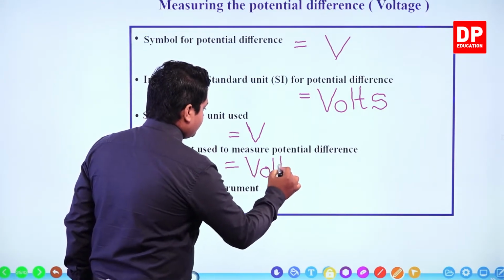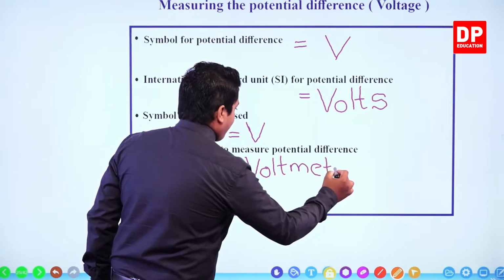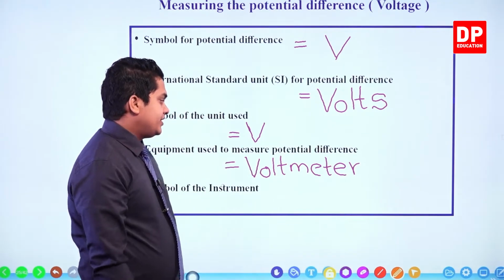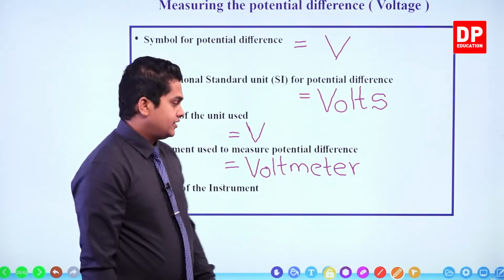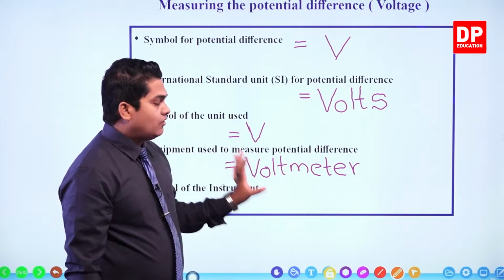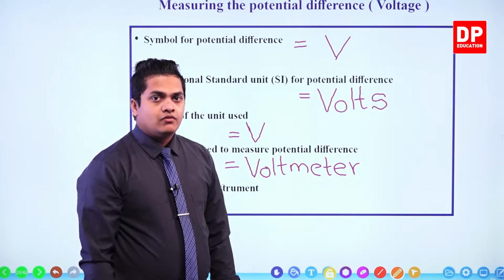So the equipment used to measure potential difference is called the voltmeter.